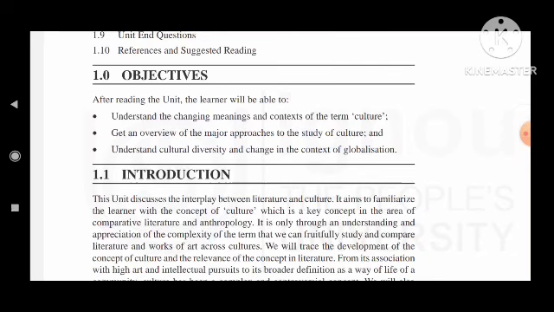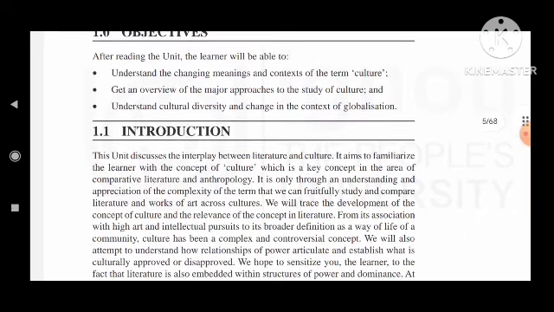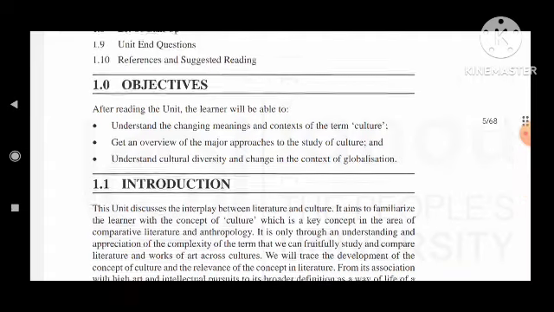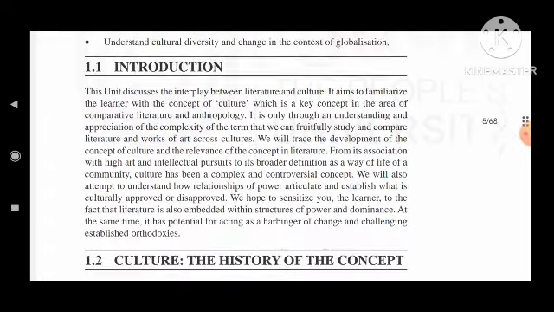So here it is the objectives. After reading the unit, the learner will be able to understand the changing meanings and the context of the term culture, get an overview of the major approaches to the study of culture, and understand cultural diversity and change in the context of globalization. Okay, so we will start this. Here it is the objectives, then it is the introduction.